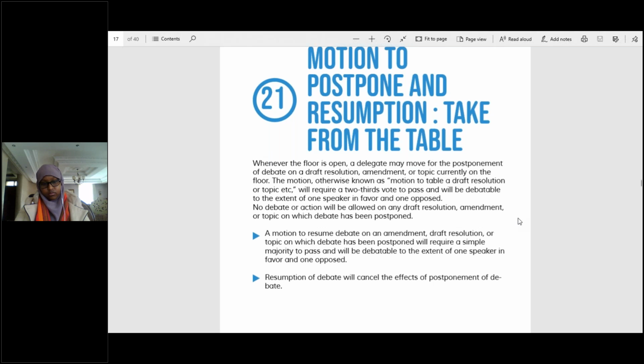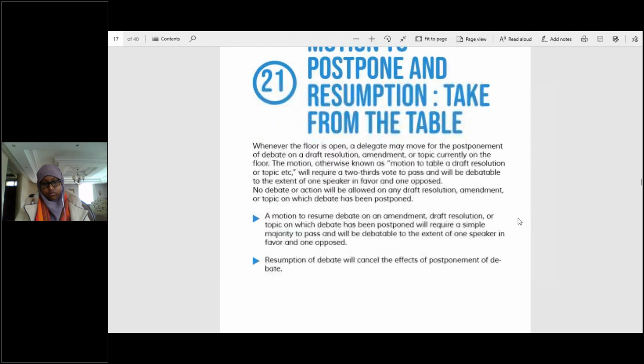So when it comes to motions, especially touching on draft resolutions, you usually have a speaker for and a speaker against that motion. No debate or action will be allowed on any draft resolution, amendment, or topic on debate which has been postponed.